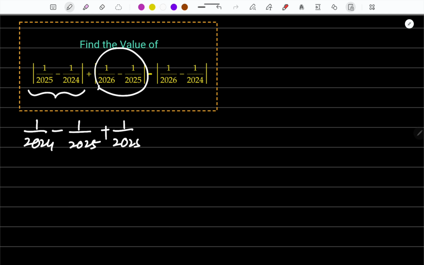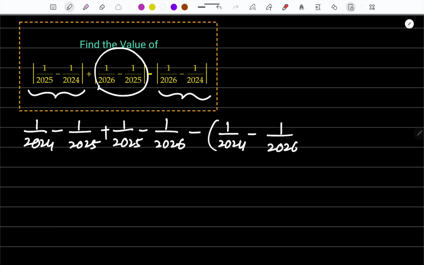1 by 2025 minus 1 by 2026 minus, here also you can see the first fraction has the larger denominator, therefore its value is going to be negative, therefore you should take the reverse. 1 by 2024 minus 1 by 2026. Okay, now you have to simplify this one.